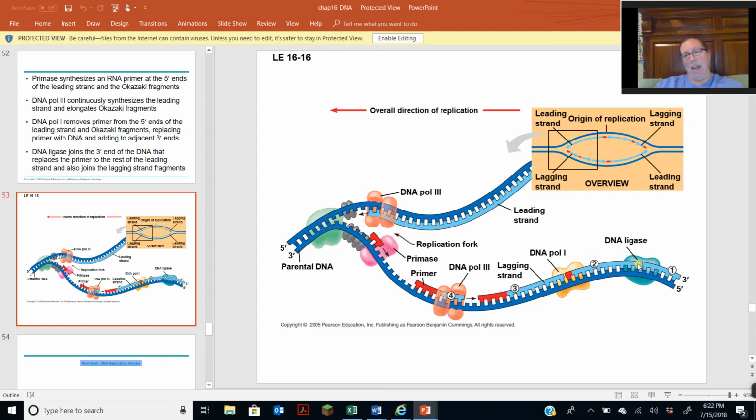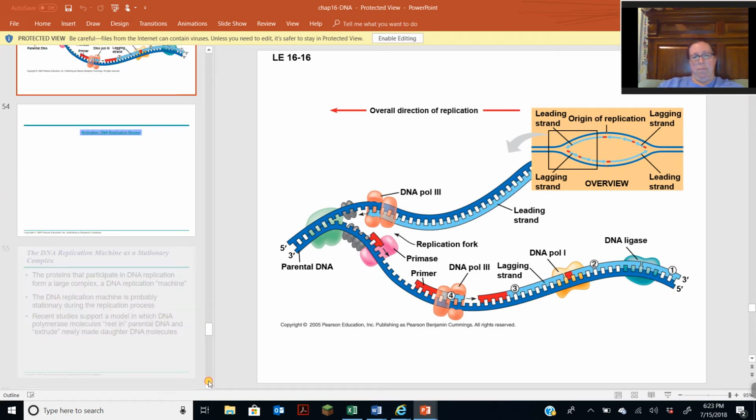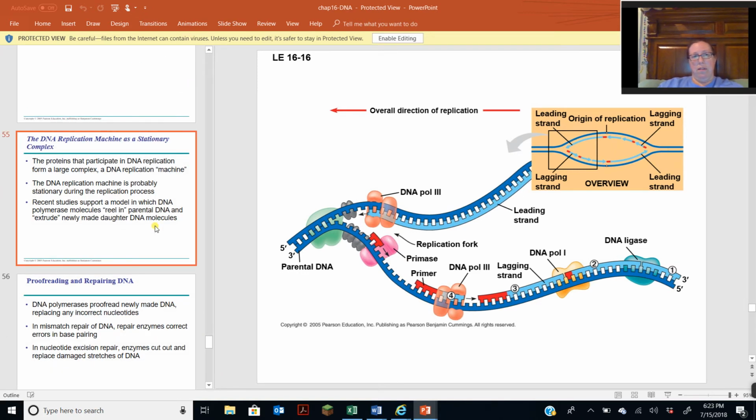And then you need something to actually hook it together. So you've got the ligase. The lagging strand is a little bit of a process right here. But in terms of everything I was talking about earlier that's on this slide, this is a good picture of it. So hopefully that'll help.